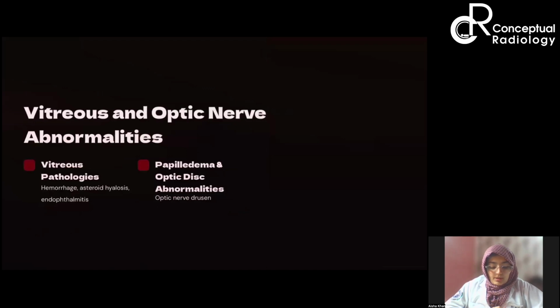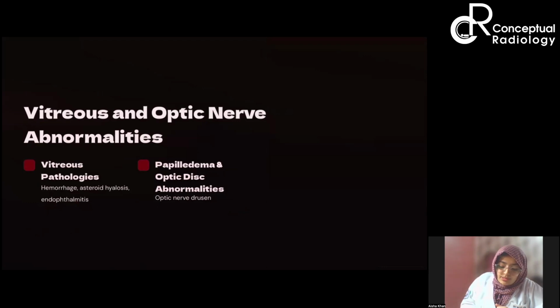Under indications, if we talk about vitreous and optic nerve abnormalities, what can be there in the vitreous? It can be either hemorrhage, asteroid hyalosis, and endophthalmitis with a component of vitritis, of course. Okay.